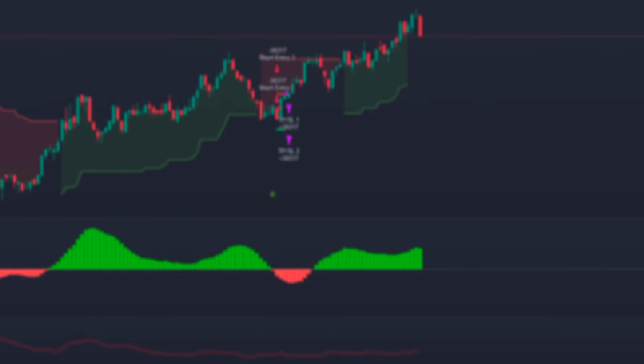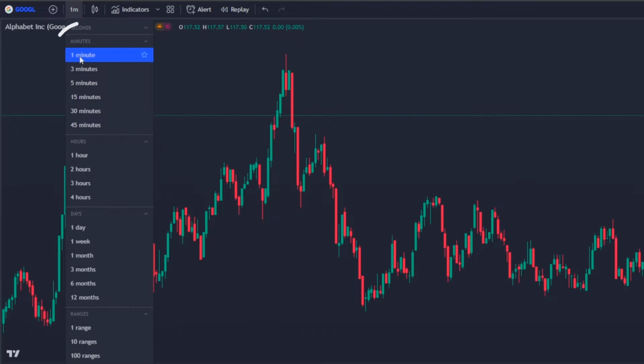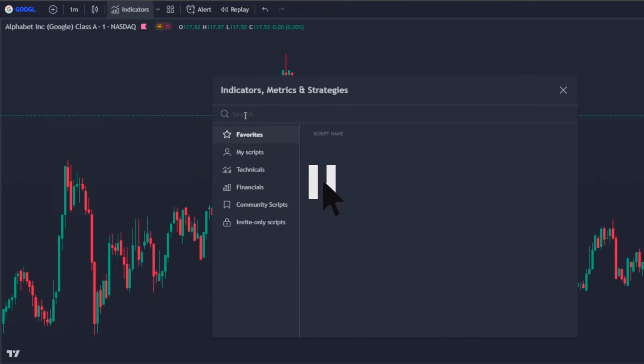So, without further ado, let's jump to today's strategy. This 1-minute scalping trading strategy uses two Tradingview indicators.